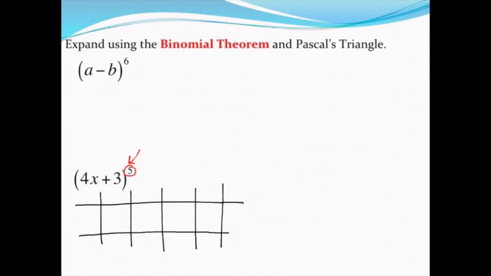Looking at row 5 of Pascal's triangle, I see that those numbers are 1, 5, 10, 10, 5, and 1. So that's the top row of my chart, the numbers I've gotten from Pascal's triangle.